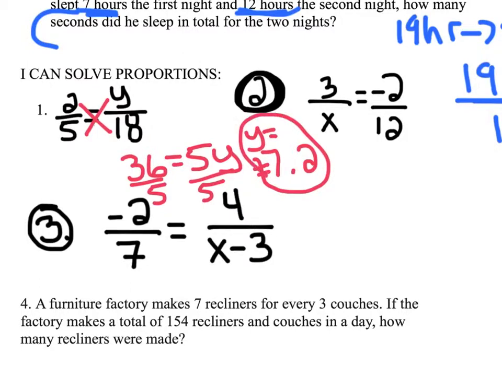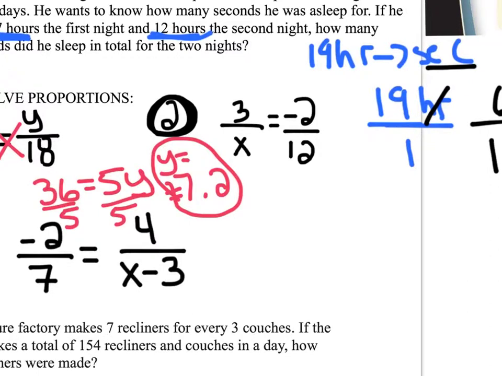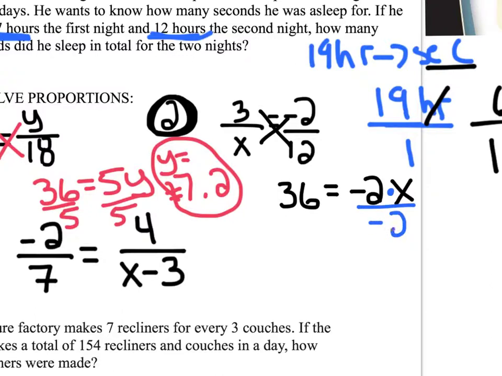I will try the next one for you. Once again, we're cross multiplying. There's only 1 term in each here. 3 times 12 is 36. Negative 2 times x is minus 2x. And remember, since it's negative 2 times x, we divide. And when I divide by negative 2, 36 by negative 2 is negative 18. And that will be x there.